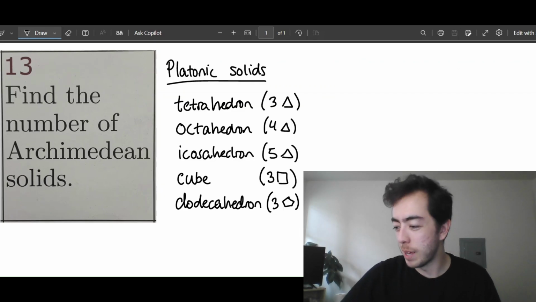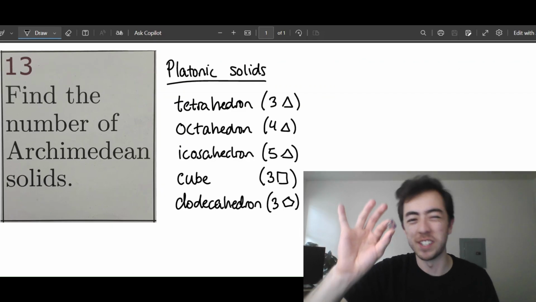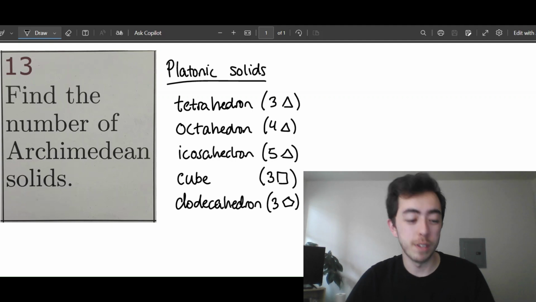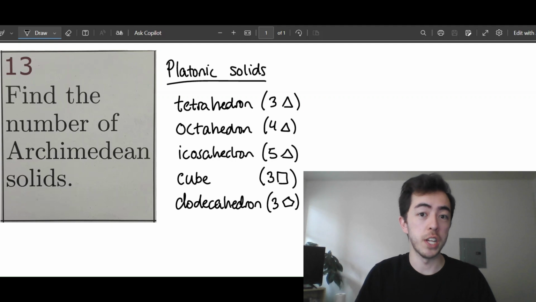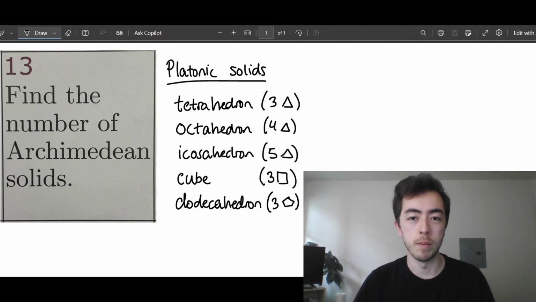Also, I looked up the name. It's just an octahedron. I should have figured that out. Anyways, here's our list of platonic solids. And one more thing I want to mention is something called truncation, which is going to help us generate some Archimedean solids. To truncate something just means to cut it off or make it shorter.